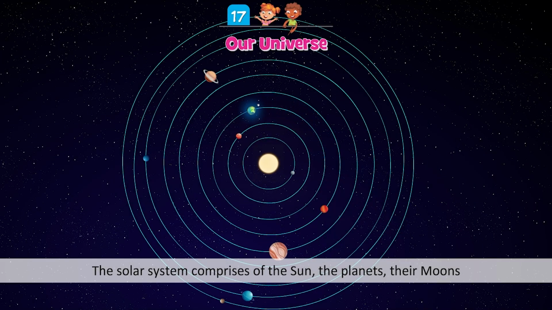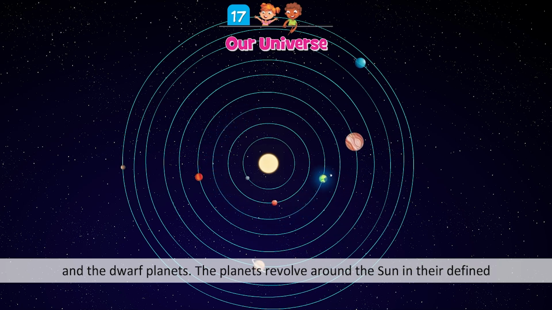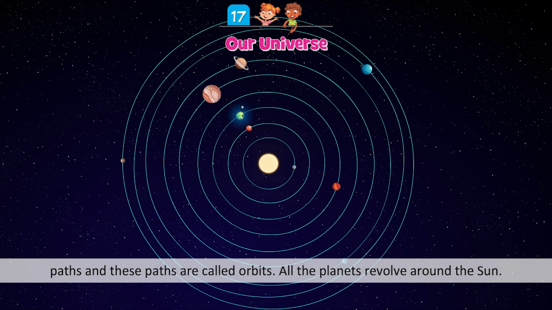The Solar System. The solar system comprises the sun, the planets, their moons and the dwarf planets. The planets revolve around the sun in their defined paths and these paths are called orbits. All the planets revolve around the sun.